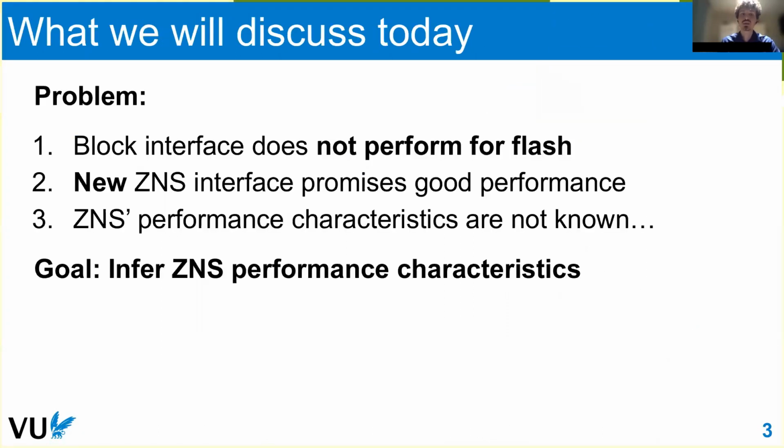Supporting this block interface does come with issues, as you will see today. I will explain that the block interface does not perform well for flash, which is the main problem that ZNS tries to address. There is now the new ZNS interface itself, which promises better performance, more stable performance, and should be a good match for flash. But ZNS performance characteristics until now were not really known. And this is where we wanted to make a change. We tried to investigate ZNS performance characteristics to see if it actually is a good match for flash and allows us to get to the needs that we have in HPC.